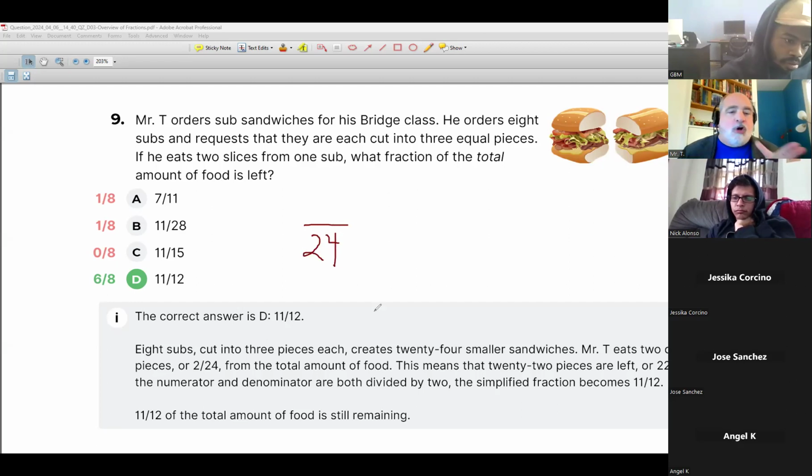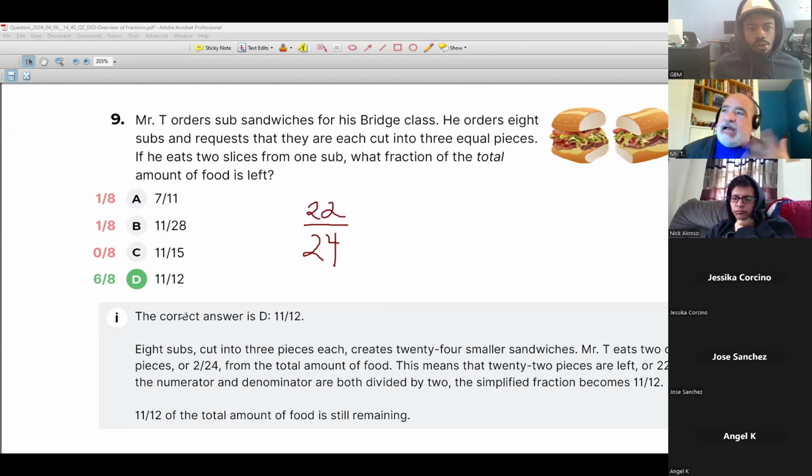After I get my 8 whole subs and cut them into thirds, I now have 24 pieces to give out. If I eat 2 slices from one of them, how many slices do I have left? I had 24. I started eating before I gave it to the students. How many, Shanita? 22. I've eaten 2 of them.